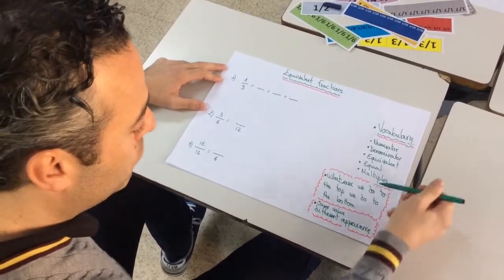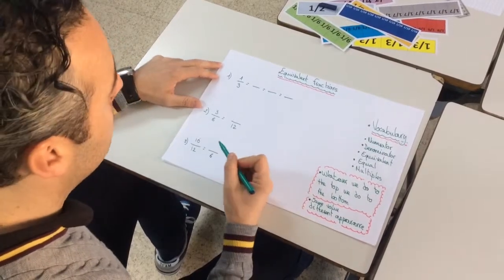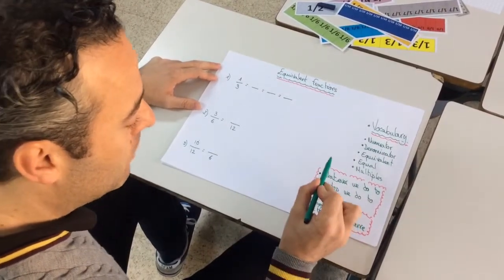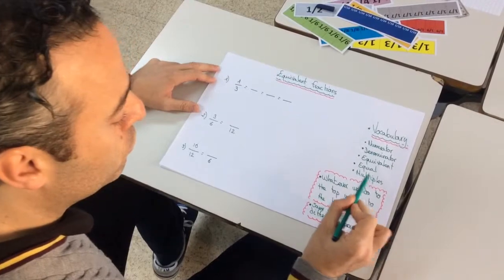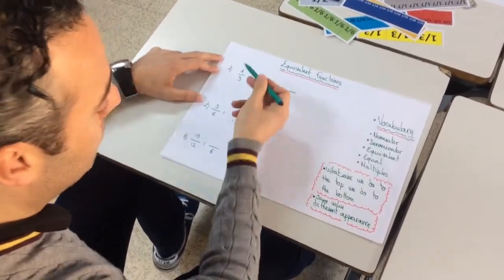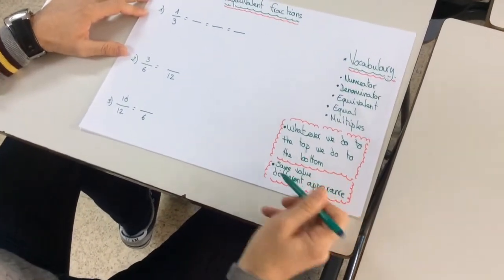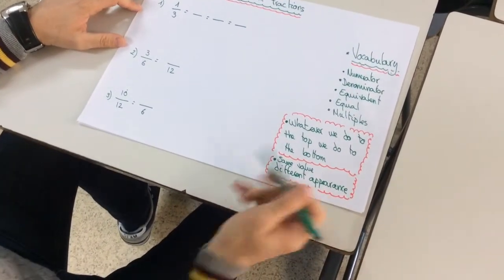Then there are two very important ideas that we repeat, that you've heard in different videos as well. One is the fact that whatever you do to the top, we do to the bottom. Whatever you do to the numerator, you do to the denominator. And the other one is that different fractions will have the same value, although they have a different appearance. Let's have a look at them.